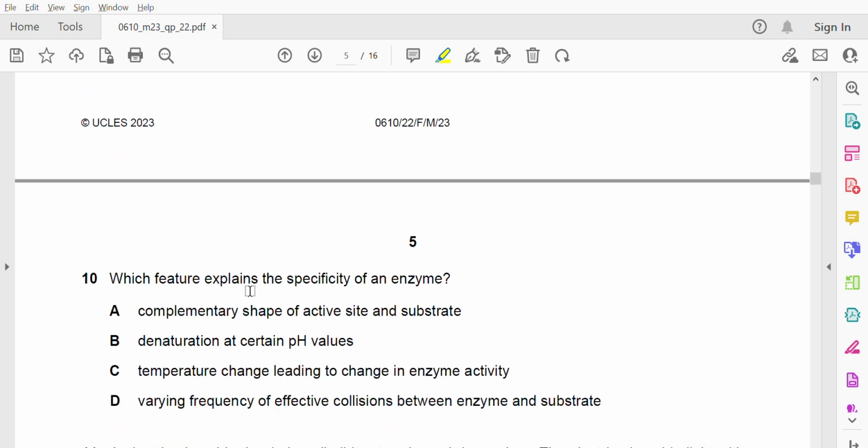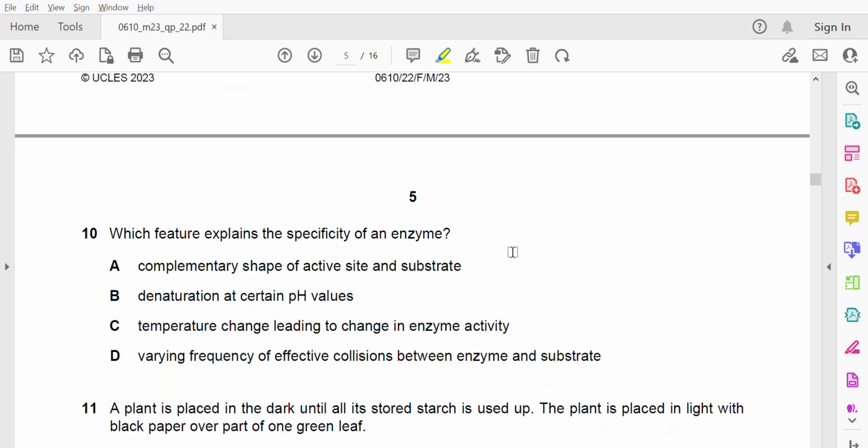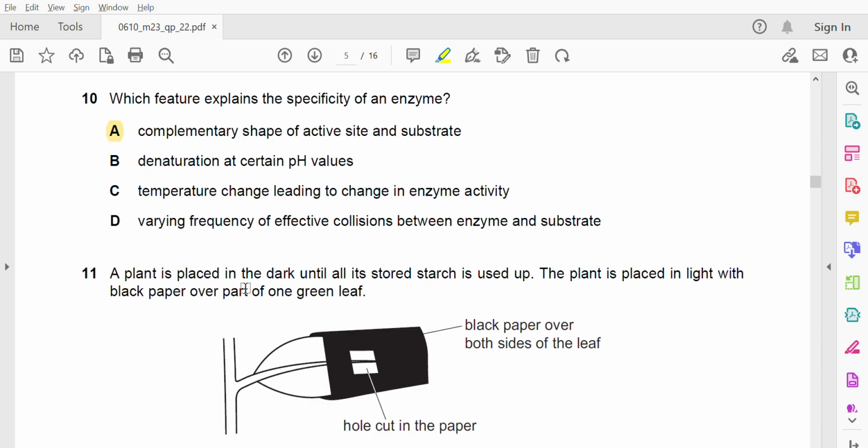Question number 10. Which feature explains the specificity of an enzyme? A, complementary shape of active site and substrate. That is a correct statement. Denaturation at certain pH values. Now that does not explain the specificity of an enzyme. So the correct option is going to be A.